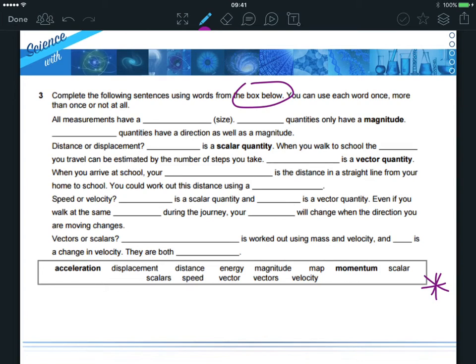All measurements have a, now in brackets it's got size, so I know it's got to be magnitude. I'm going to put that in, because magnitude means size. Scalar quantities only have magnitude. Well, we know that from our definition, and the answer there is scalar. Then there's blank quantities have direction as well as magnitude. Well, I know that that's got to be vector quantities. Vector.